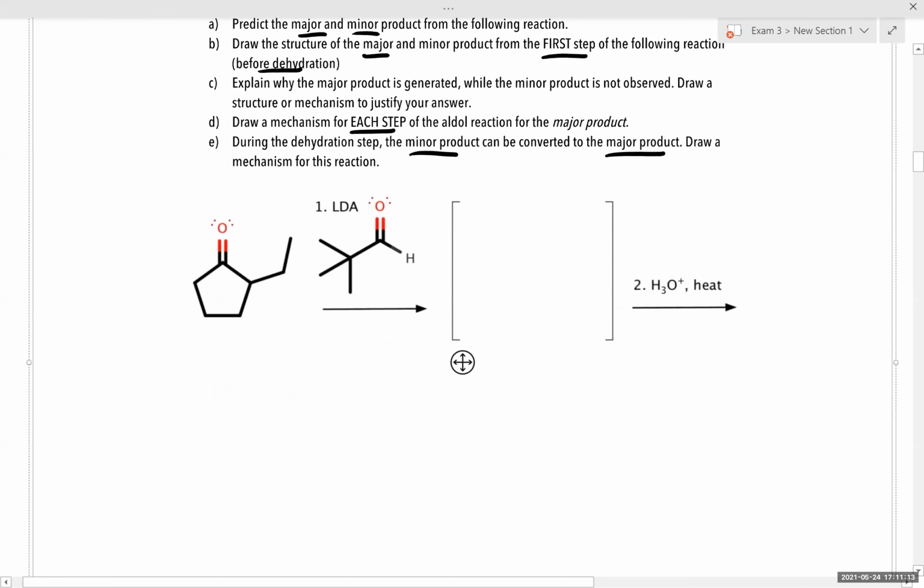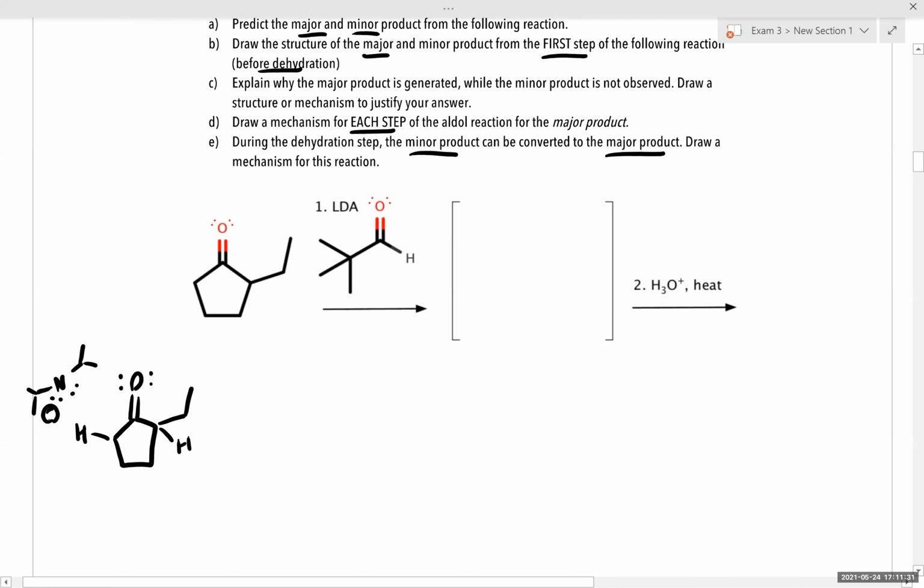Okay, so let's start first and foremost with just a basic mechanism here. So when it comes to enolate formation, we know that LDA has a strong preference to generate kinetic enolates if you use one equivalent of LDA. So we're going to pull off a proton from the least hindered alpha position. Enolate generation in this case is irreversible.